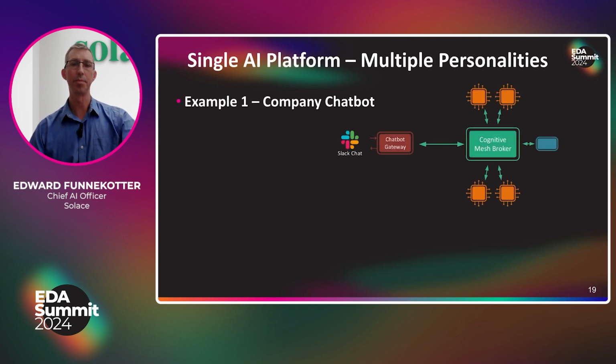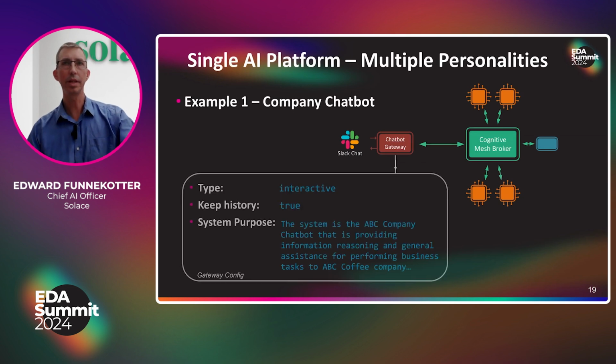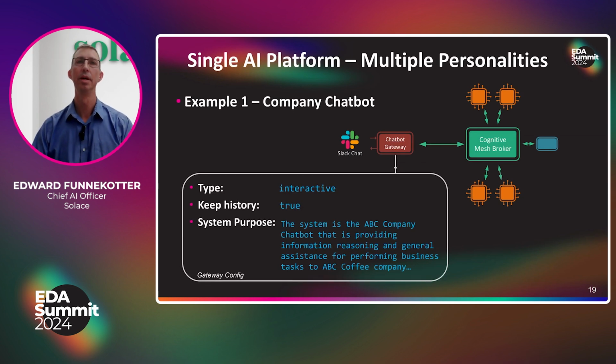In this first example, we have a company chatbot gateway that interfaces with the company's Slack workspace. The gateway has a configuration. In this particular gateway, we have a type that's interactive. We keep history, that's set to true. And we have a system purpose that says that it's the ABC company chatbot that is providing information, reasoning, and general assistance for performing business tasks to ABC Coffee Company employees.